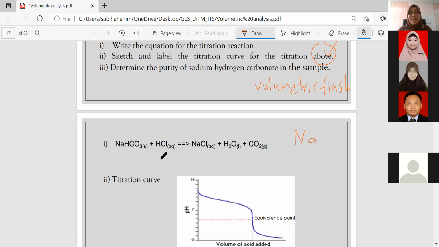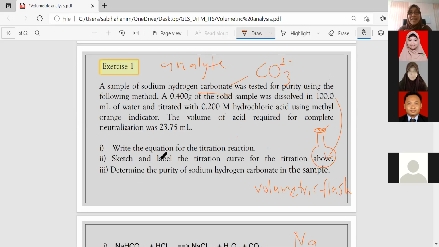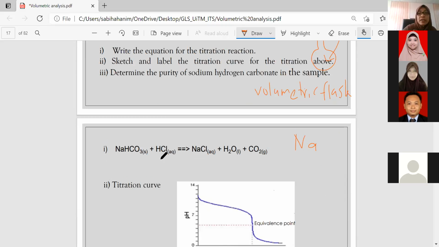Sodium hydrogen carbonate, in what form? In a solid form. When it is a gas, we write it as a gas. AQ is aqueous. Aqueous means liquid. Sometimes they will write the state of each chemical. I would like to focus on the chemical equation.